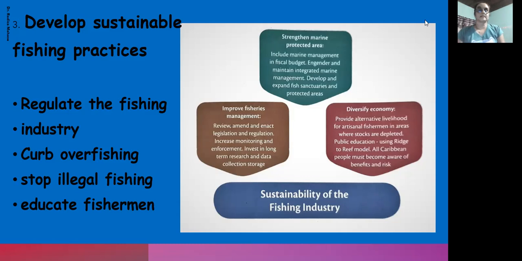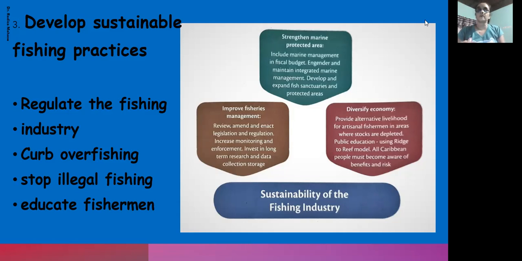Okay, sustainability of the fishing industry also means you diversify your economy. You provide alternative livelihood for fishermen in areas where stocks are depleted. So if the fishermen in Castara are finding that they have to go further and further out at sea to actually get fish, then you might start to investigate and try to figure out what is happening. Should we now tell them that instead of fishing in area A, they should be fishing in area B? And all that comes from research.